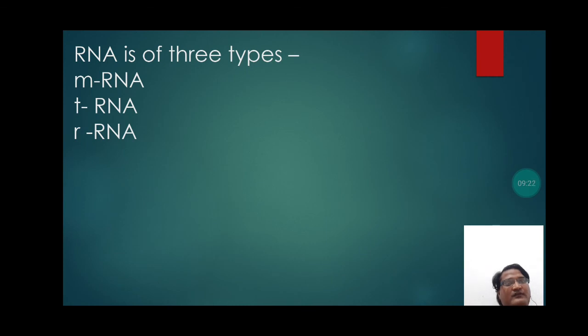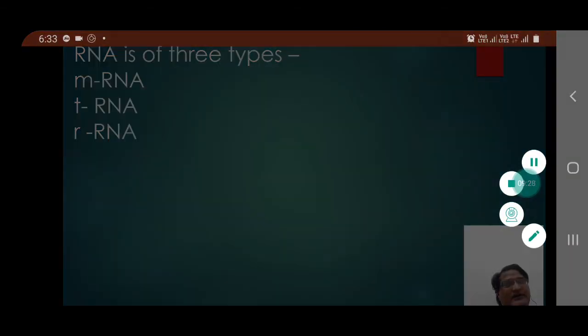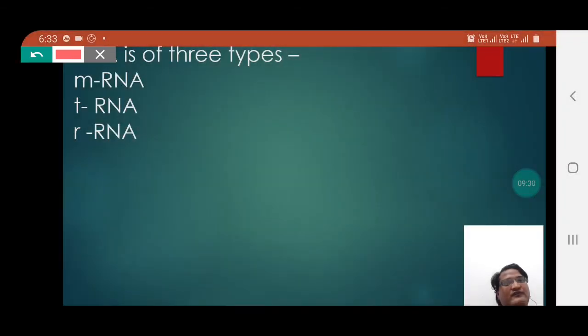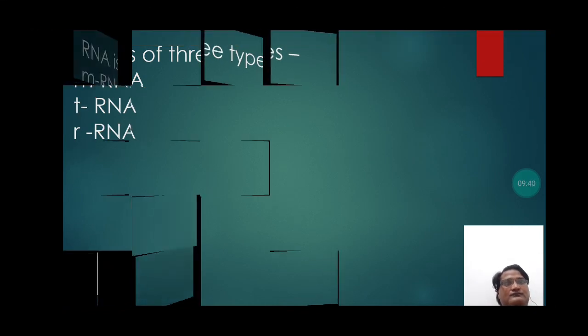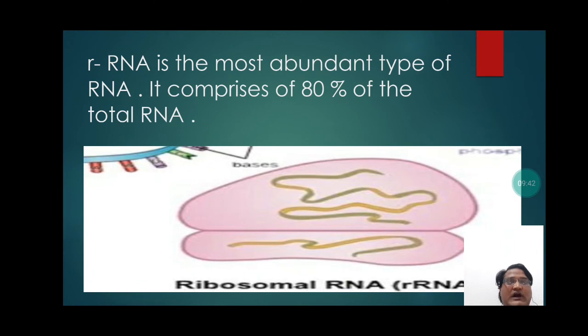RNA is of 3 types: mRNA, tRNA, and rRNA. Friends, here if you concentrate, you will be able to find the 3 different types of RNA, that is mRNA, tRNA, and rRNA. rRNA is the most abundant type of RNA. It comprises 80% of the total RNA.